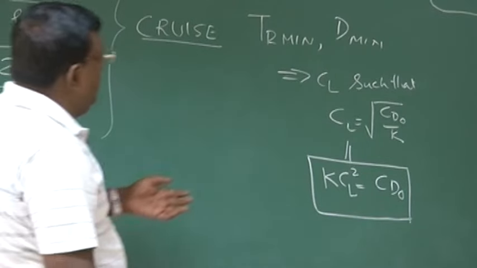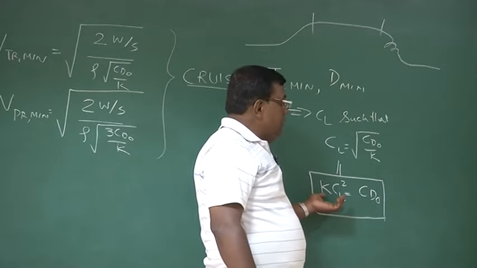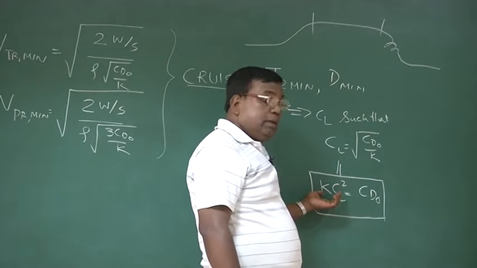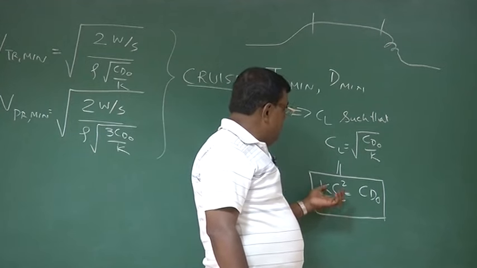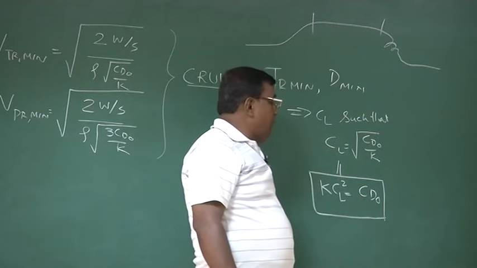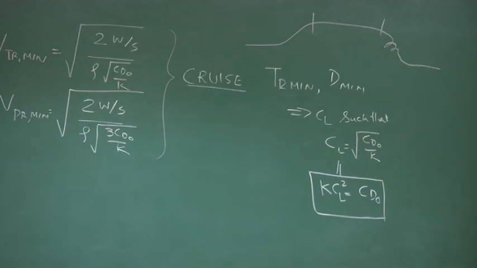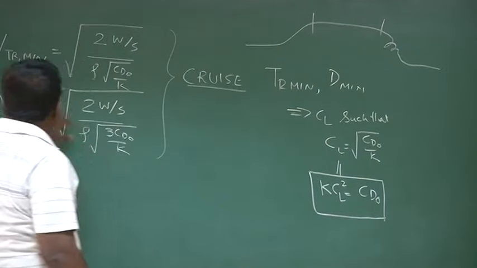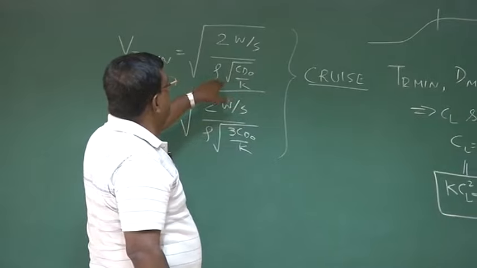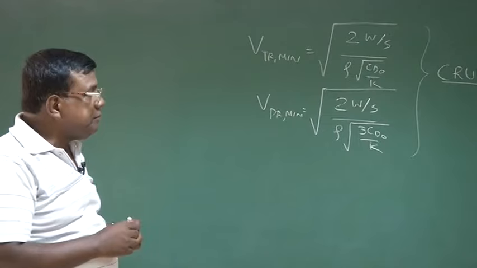This is KCL square. This is the induced drag component. Why is this induced drag there? That's because of lift. So we call it lift induced drag. And at a speed when this induced drag component and the parasite drag component, in terms of coefficients, are the same, which actually means I'm flying at a CL equal to CD naught by K, which also means I'm flying at a velocity of 2W by S by rho, CD naught by K under root, I will be getting thrust required minimum, right?